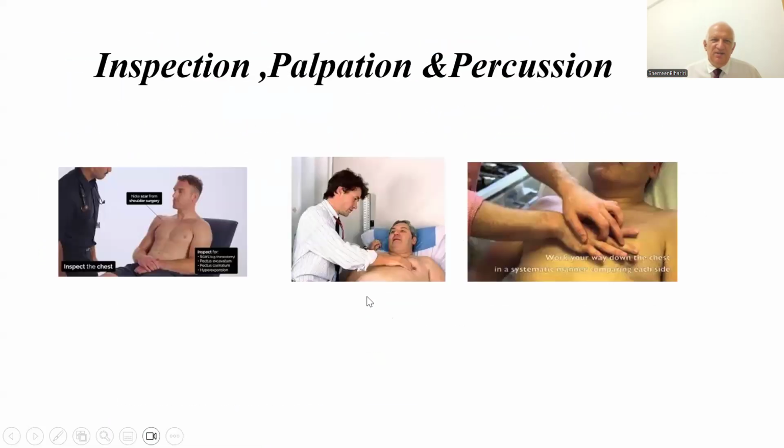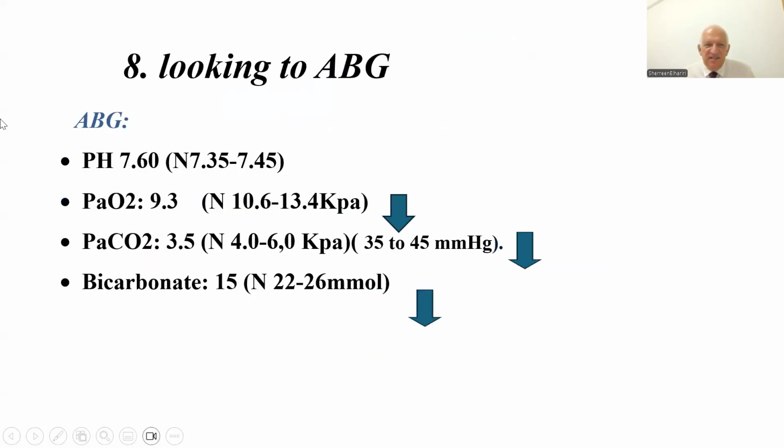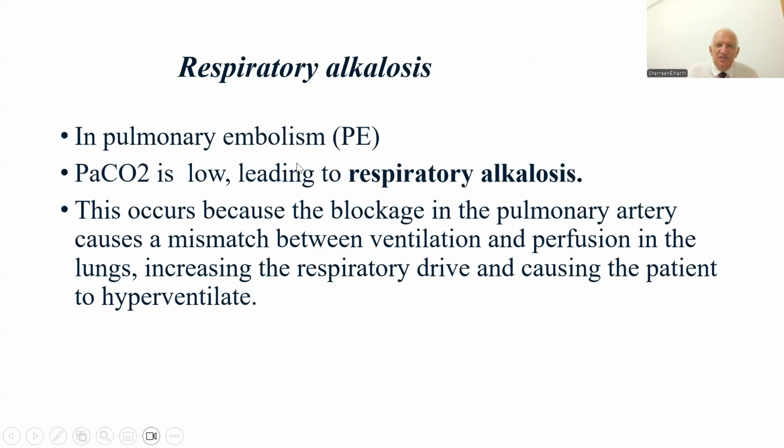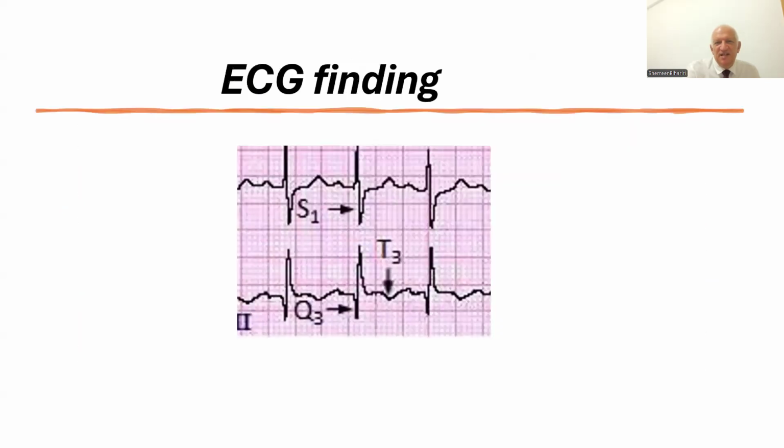After that, look into the investigations. Look into his arterial blood gases. It can be normal, it can be metabolic acidosis. In this patient, it is respiratory alkalosis. Of course, the arterial blood gas differs from center to center. After that, look at the ECG, it can be normal, it can be AF.